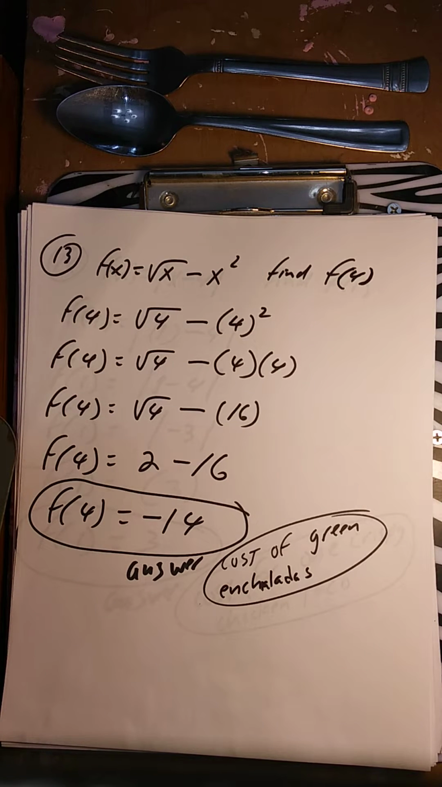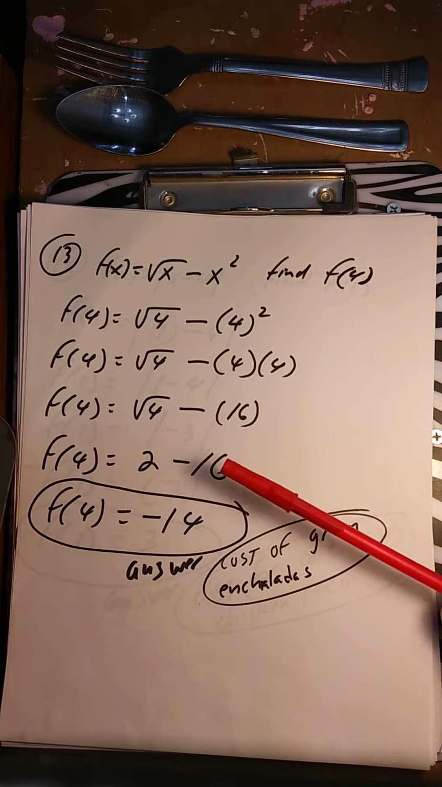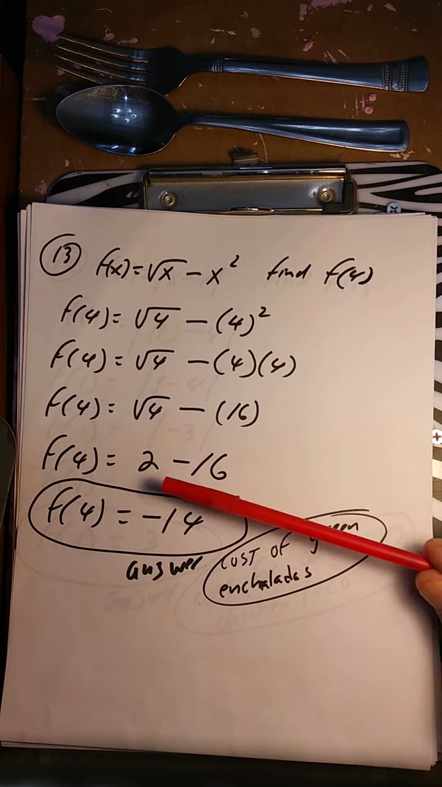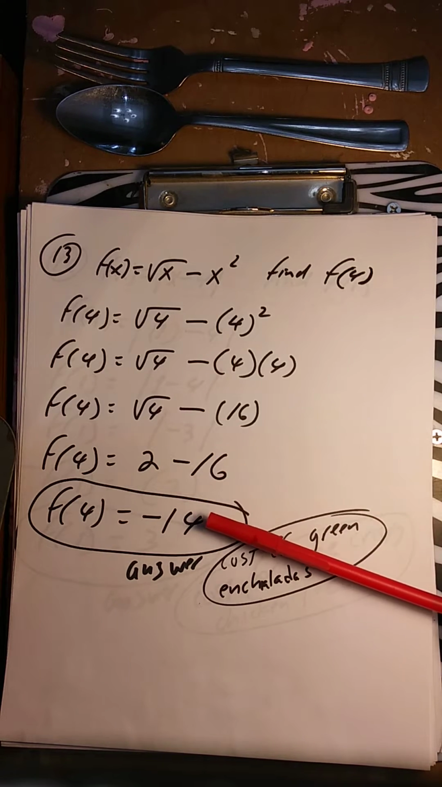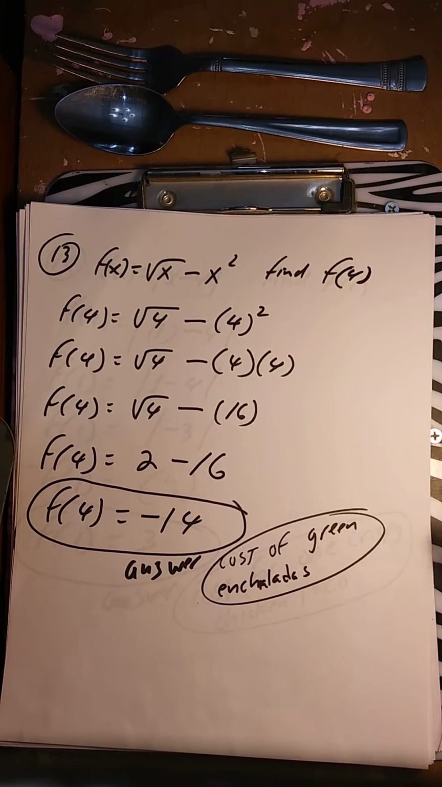Evaluate this function. F of 4. Okay, so square root of 4, 4 squared. 4 squared means 4 times 4. That's 16. So now square root of 4 is 2 because 2 times 2 is that. So you have 2 minus 16 is a what? Negative 14. So what would it cost you for green enchiladas or something?